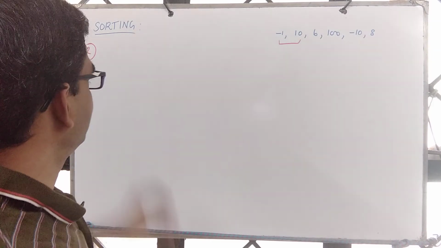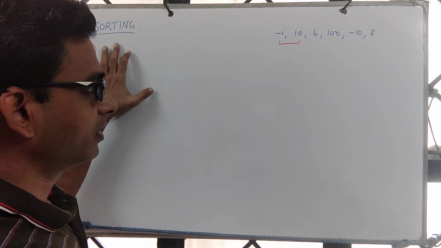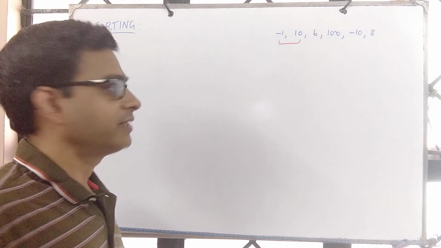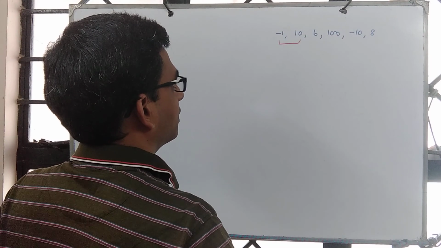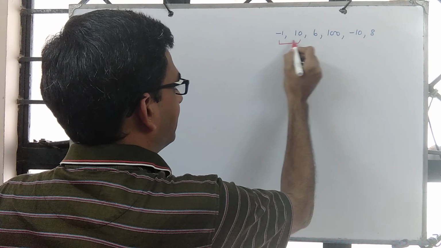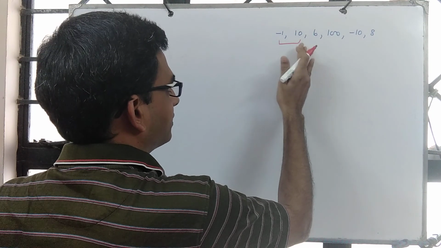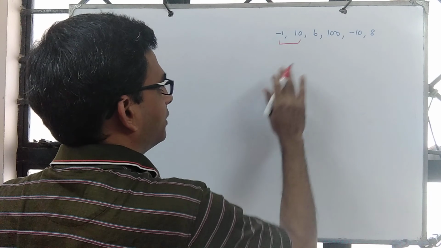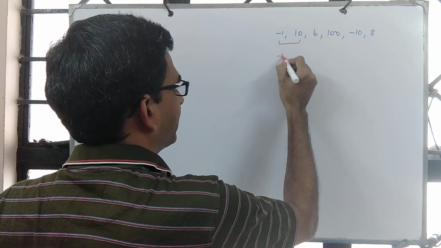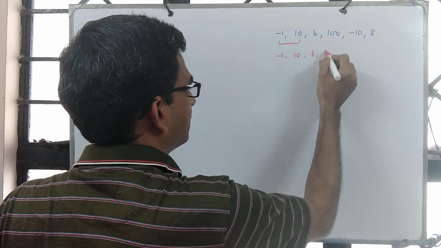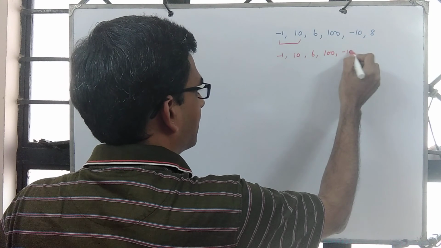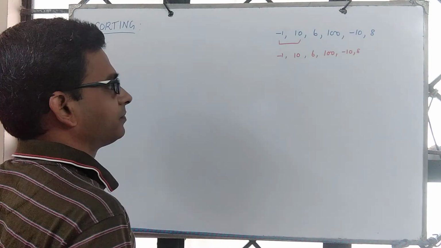We shall next discuss another strategy to perform sorting. The strategy is like this: compare adjacent elements and place the max out of these two on the right. So minus 1, max is 10, so it is placed on the right as it is. Then the other elements are placed as it is.